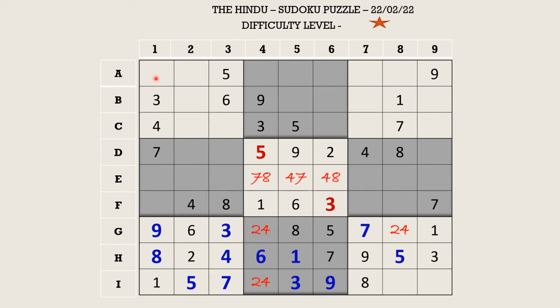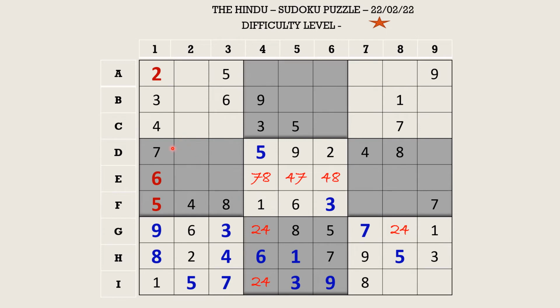Column 1 has only 3 empty cells, and let's try to fill those 3 numbers. You have 5 and 6 blocking this cell here. That means these two cells will take 5 and 6. There is a 6 here in F row. So F1 takes 5 and E1 takes 6. Now the only missing number in this column is 2. So A1 takes 2.